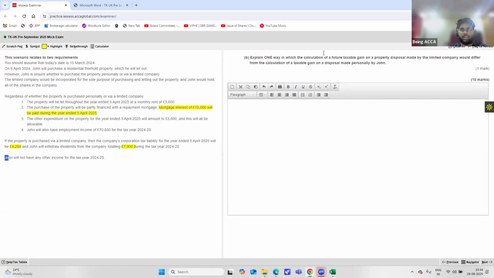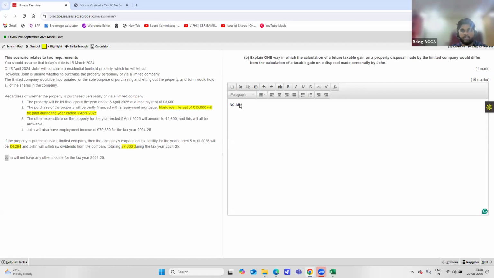Yes. So what is that one difference between capital gains for companies and individuals? It is a very straightforward, simple difference between the both of them. And that is: no AEA. Annual exemption is not available. That is all you should be writing.